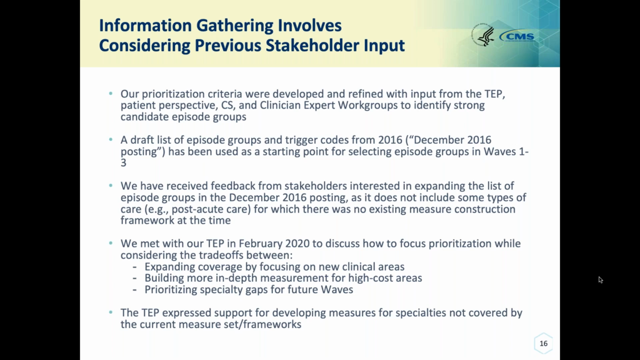In February 2020, we met with our TEP to talk about different ways of approaching measure prioritization. For example, we could focus on developing measures in clinical areas that don't currently have cost measures. Another way of thinking about prioritization could be to build more cost measures for areas where there may already be measures, but which are high cost and have strong opportunities for improvement.